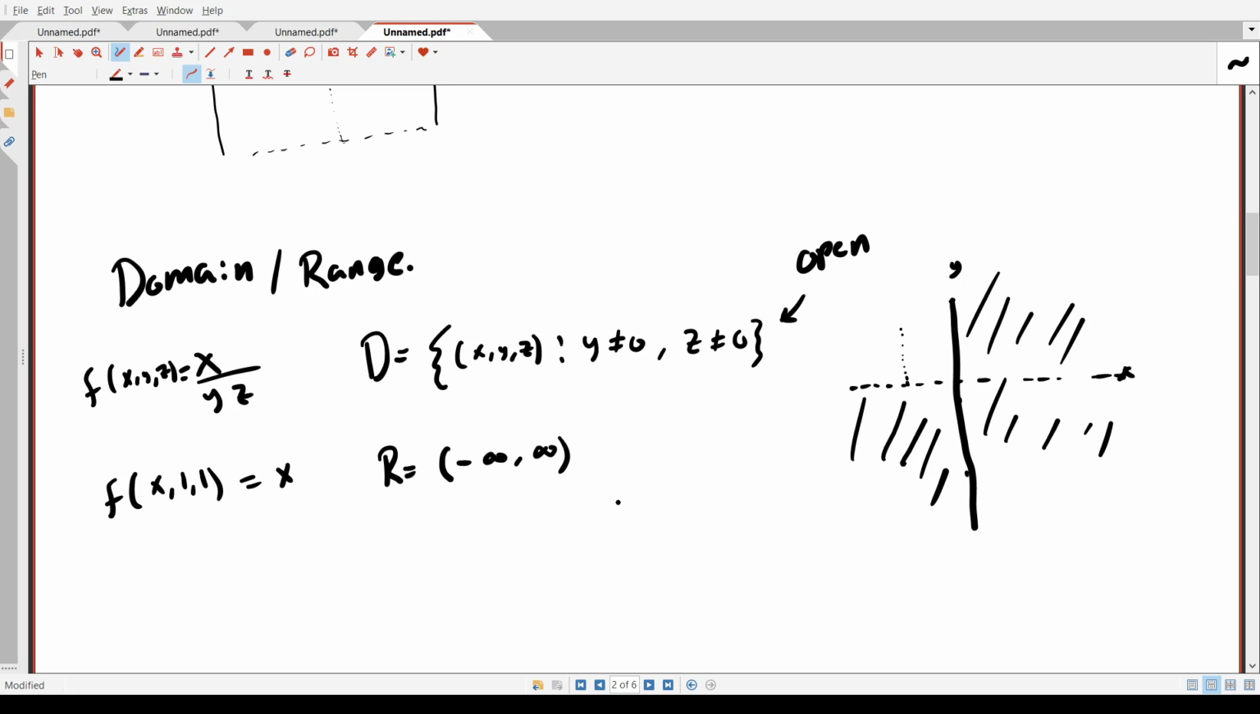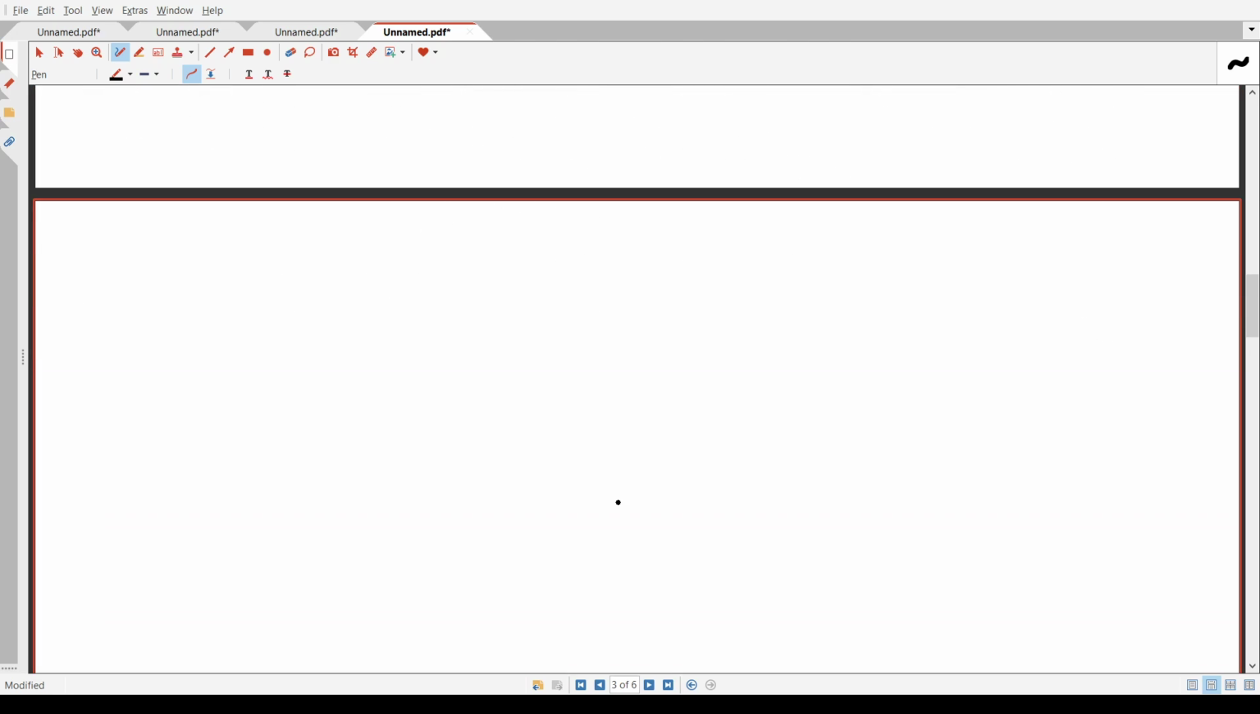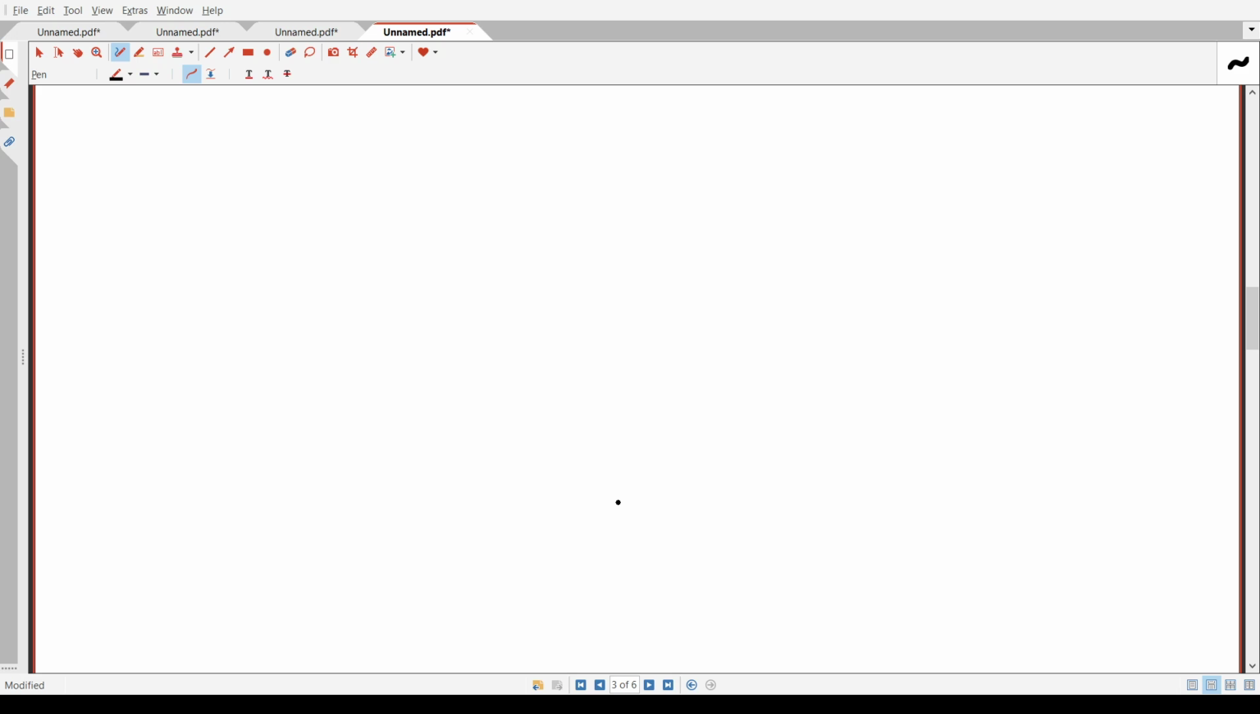Okay, good. Let's look at another example. f of x, y equals ln of xy minus 1. When is this undefined? Whatever this is, it cannot be less than or equal to 0. So this has to be greater than 0, otherwise natural log is not defined.